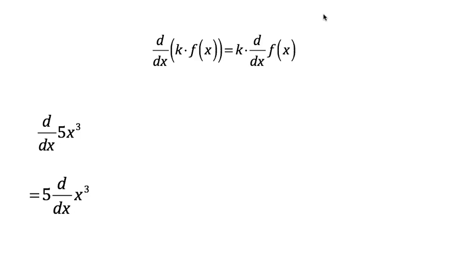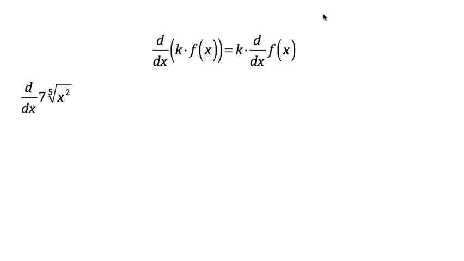And then to do the derivative of x cubed, we're back to our power rule. Pull the exponent down. 3 times x to the 3 minus 1, 3x squared. So we get 5 times 3x squared. And what does that become? It becomes 15x squared, as you would expect using this rule, which enables us to pull the constant out in front of the derivative operator.